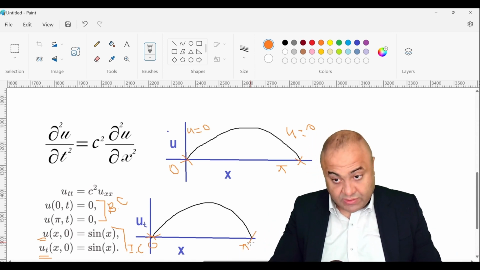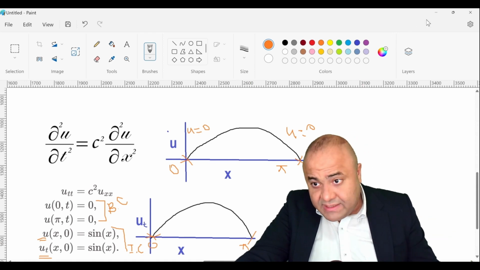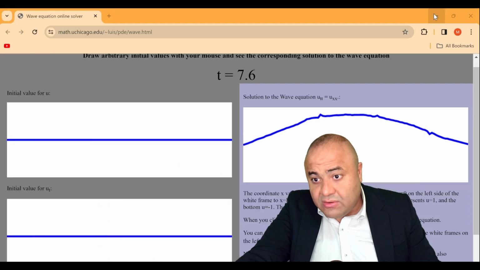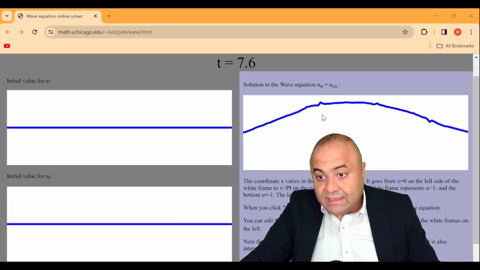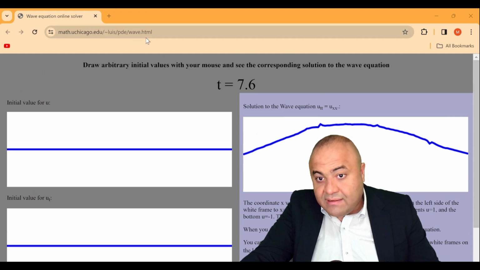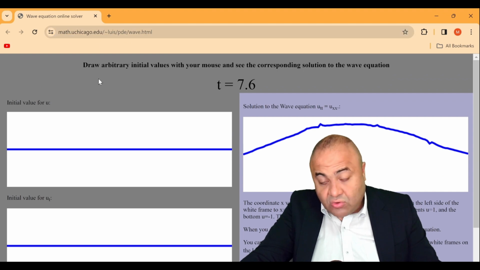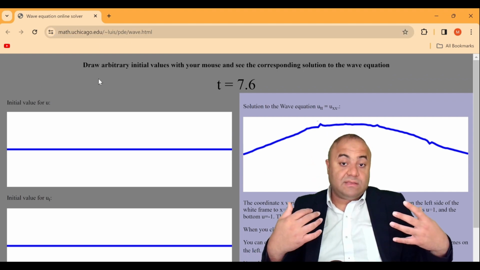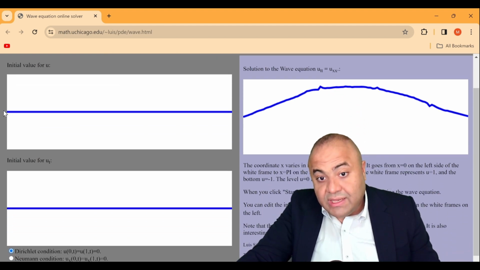So this is what we are simply going to solve, nothing more, and of course using PINNs, or physics informed neural networks. To experience how the wave equation works, let's look at this situation. This is just online, you can see the URL here. This is an online solver for the wave equation, and you can define the initial condition.